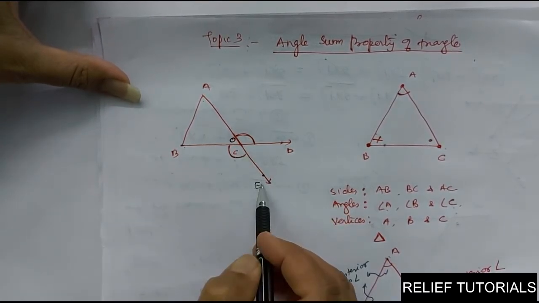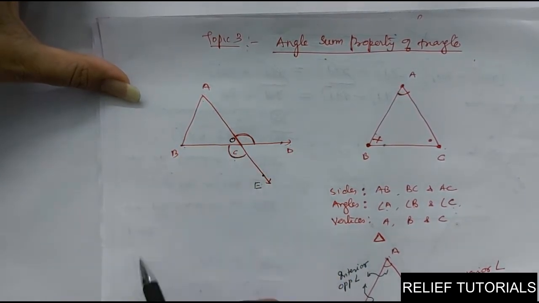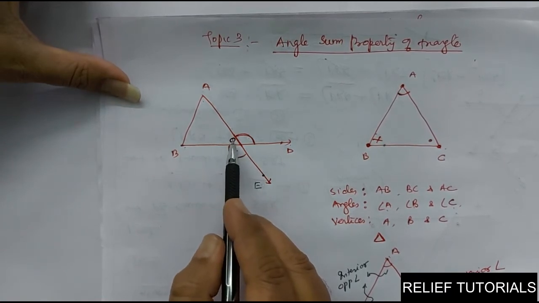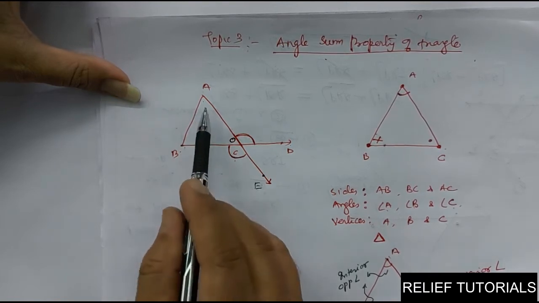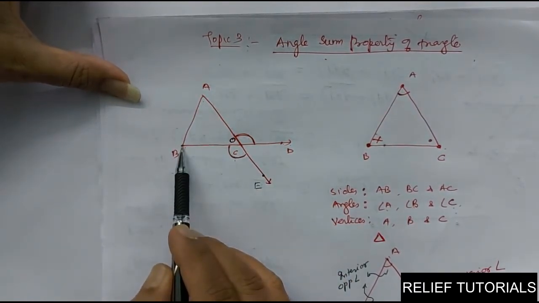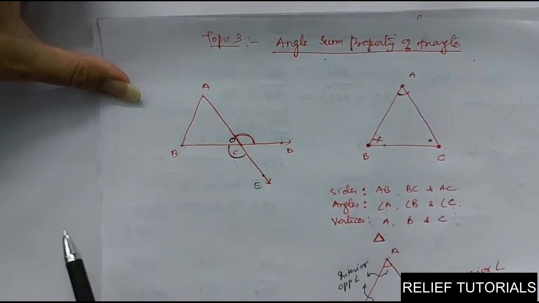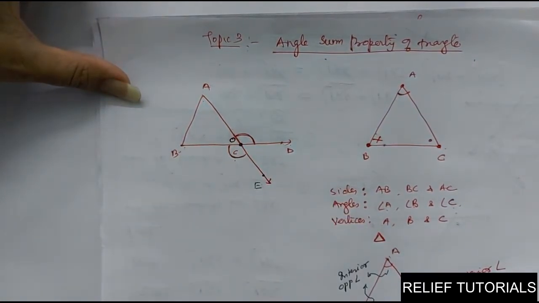So BCE is also an exterior angle at C and ACD is also an exterior angle at C. They are forming a linear pair with angle C. So A and B, the remaining two, are its interior opposite angles. So we can say ACD is an exterior angle and A and B are its interior opposite angles. BCE is also an exterior angle and A and B are its interior opposite angles. So at each vertex you can draw two exterior angles.